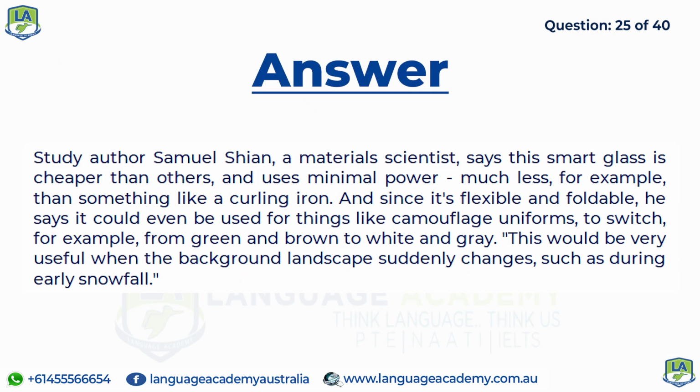Study author Samuel Sheehan, a materials scientist, says this smart glass is cheaper than others and uses minimal power, much less, for example, than something like a curling iron, and since it's flexible and foldable, he says it could even be used for things like camouflage uniforms, to switch, for example, from green and brown to white and gray. This would be very useful when the background landscape suddenly changes, such as during early snowfall.